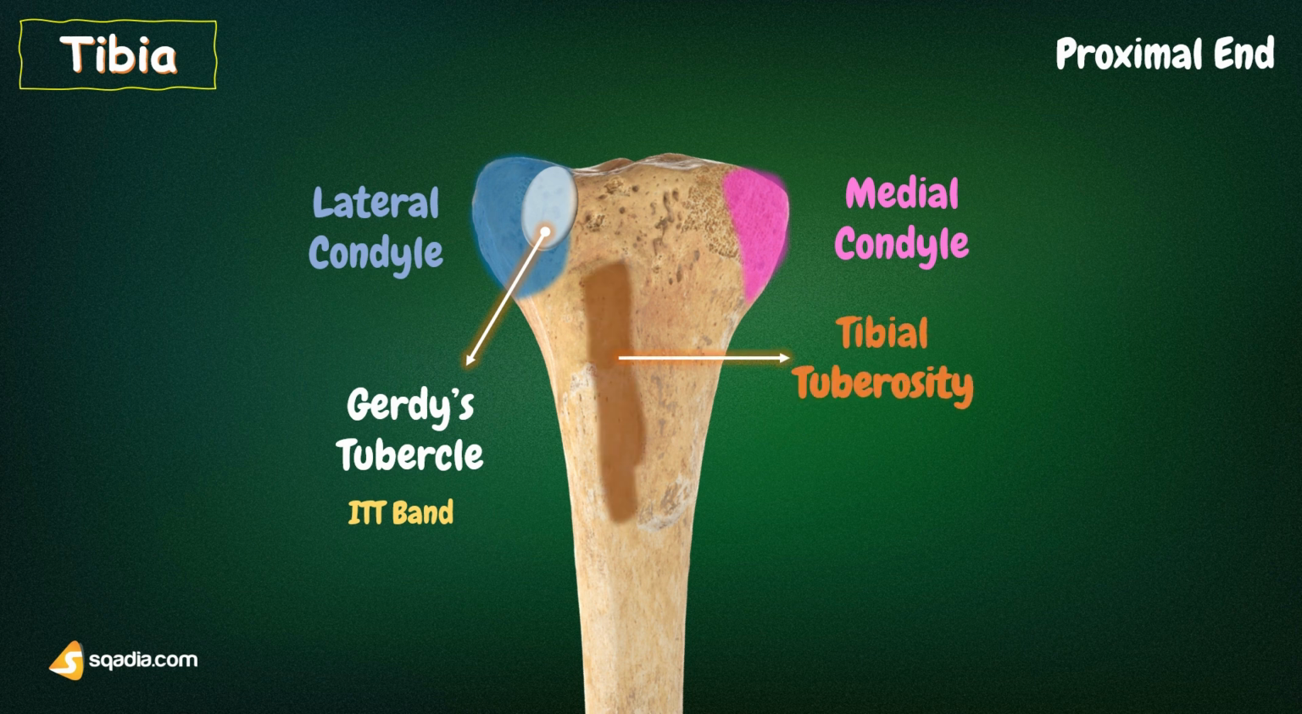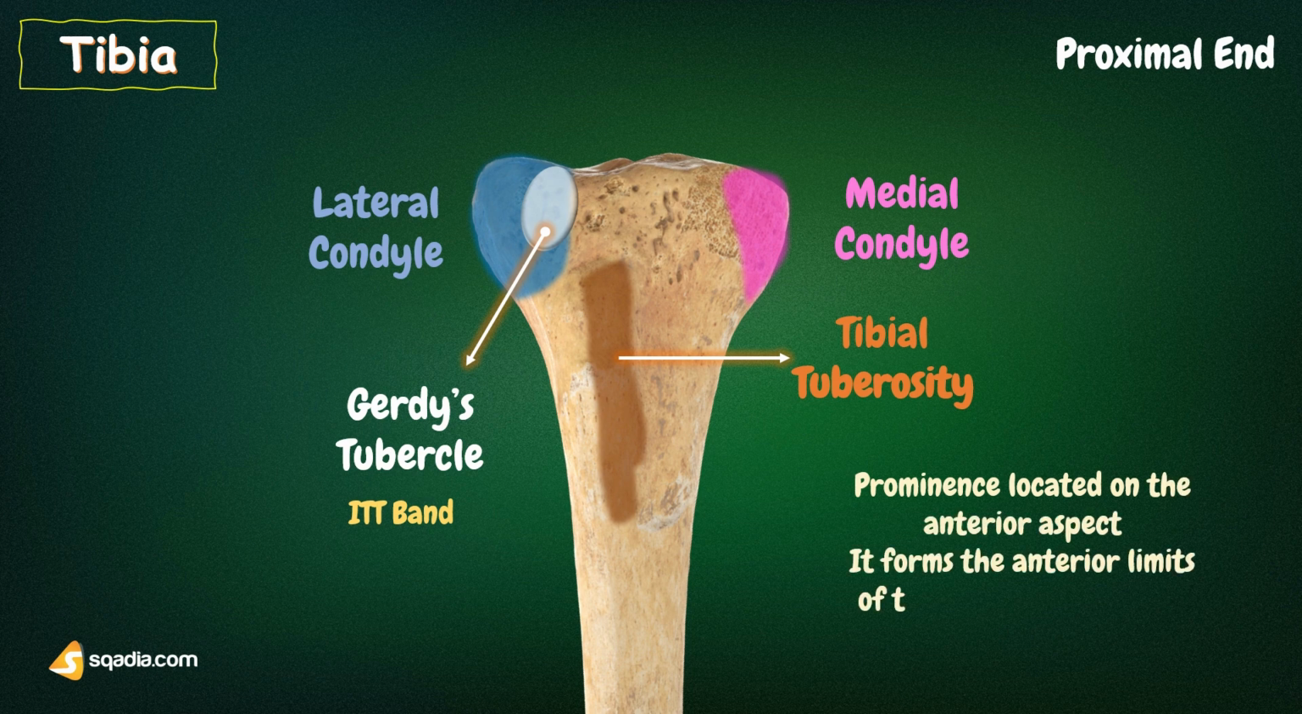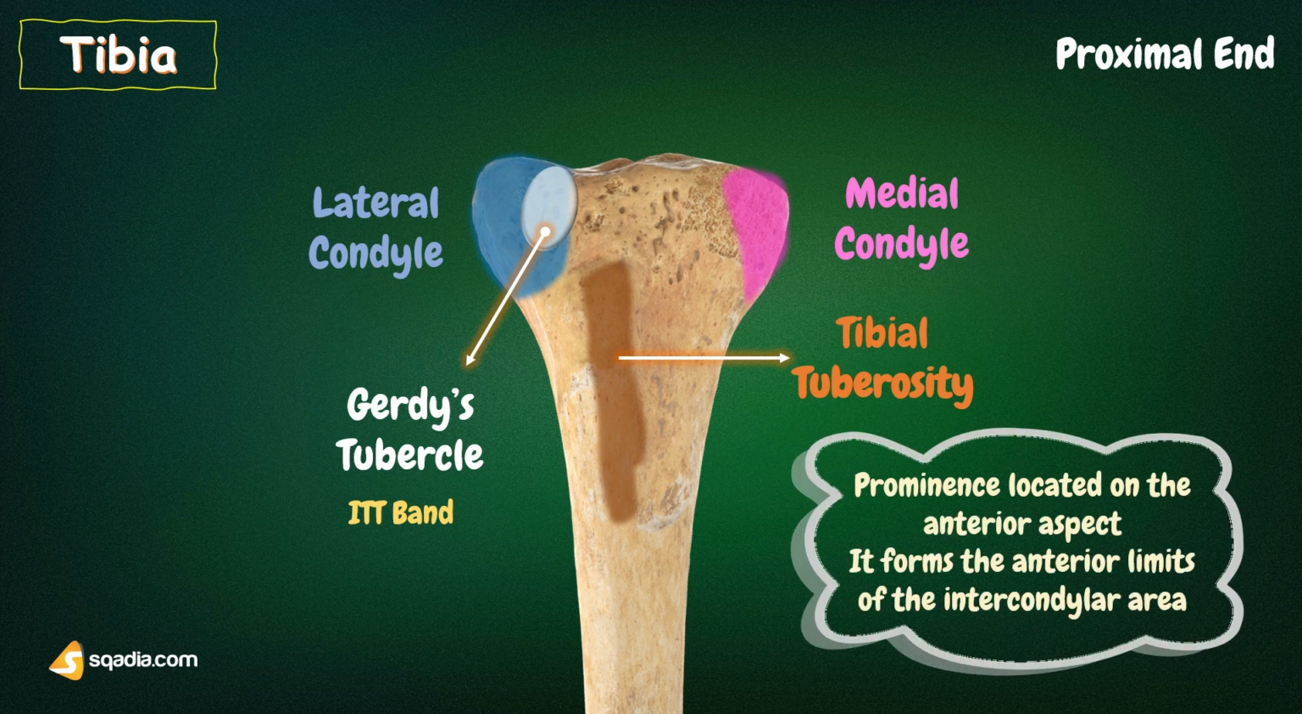The fourth structure of the upper end that we will talk about is the tibial tuberosity. The tuberosity of the tibia is a prominence located on the anterior aspect of the upper end of the tibia. It forms the anterior limit of the intercondylar area. It provides a connection to the patellar ligament. It is also used to identify the site of the tibia bone.